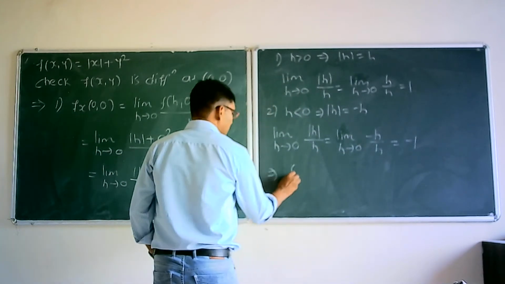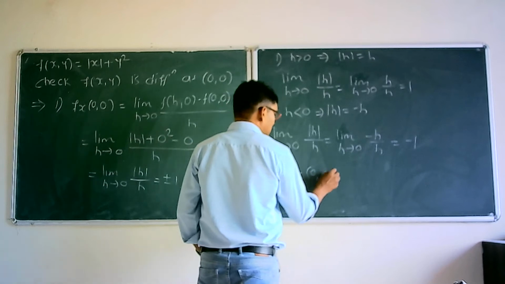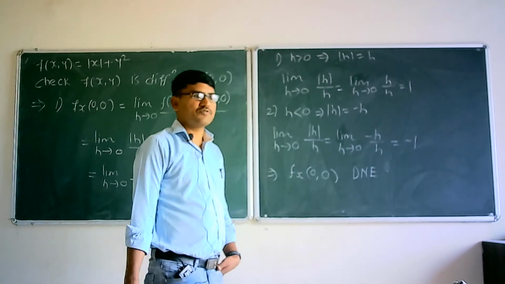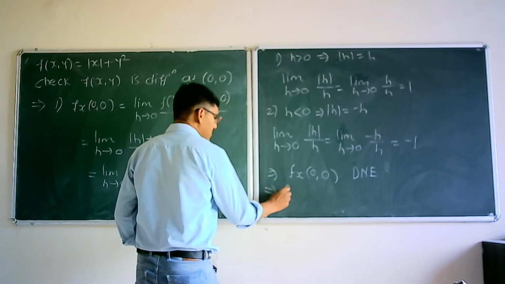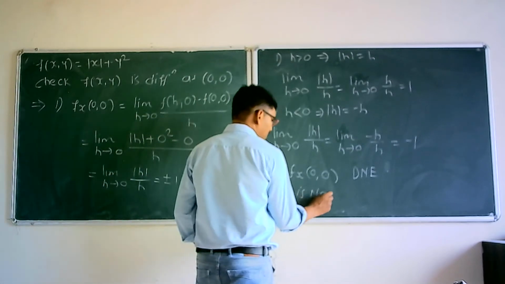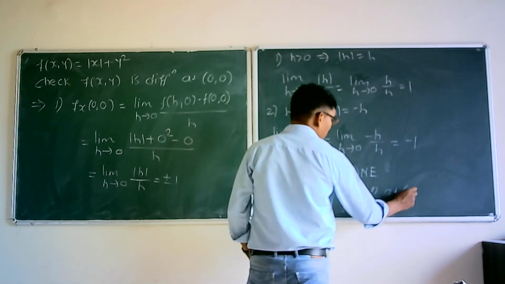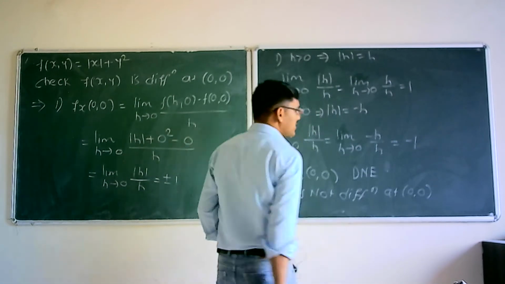What does this imply? f_x(0, 0) does not exist. But if f_x(0, 0) does not exist, what does this imply? The given function f is not differentiable at (0, 0).